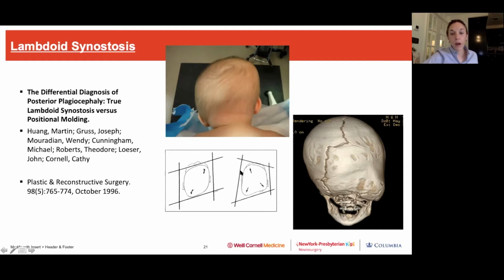It's also really hard to tell sometimes if this is plagio or not. So there's this nice schematic of how to tell the difference. The left-sided schematic is a parallelogram, and that's plagio.